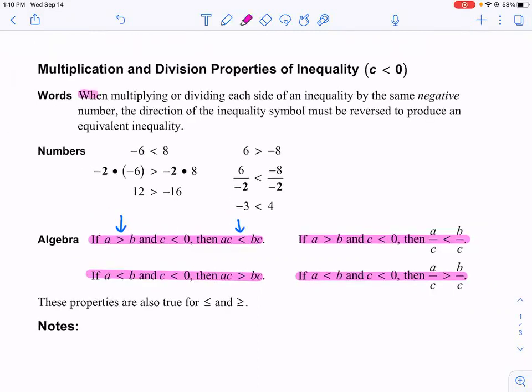So here it is. When multiplying or dividing by a negative number, the inequality symbol must be reversed. Okay, so if you need to highlight that, go for it. Do it.